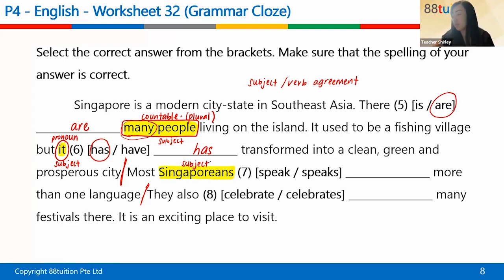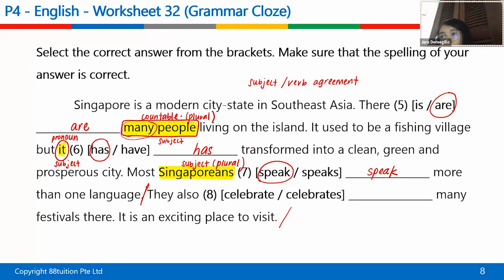And is it a plural or singular subject? Singaporeans, so obviously it is plural. So since it's plural, the verb must agree with the plural subject. So the plural verb will be "speak," because "speaks" is a singular verb. So most Singaporeans speak more than one language. Okay. Last one, Jera, call someone else. Ivan.